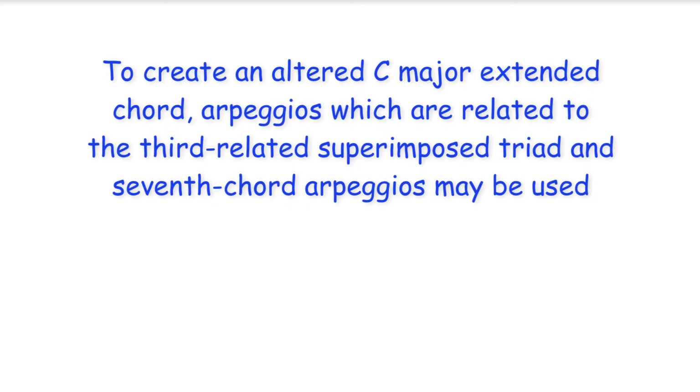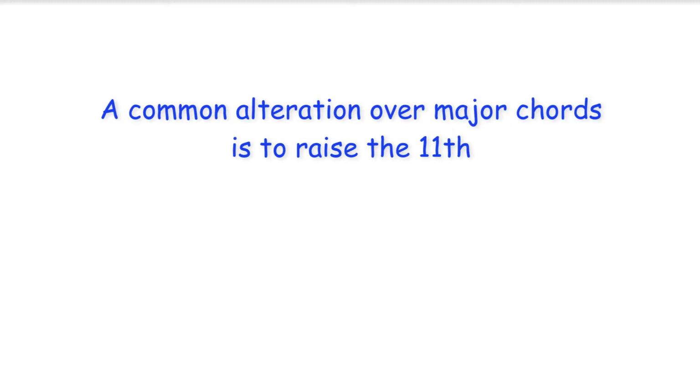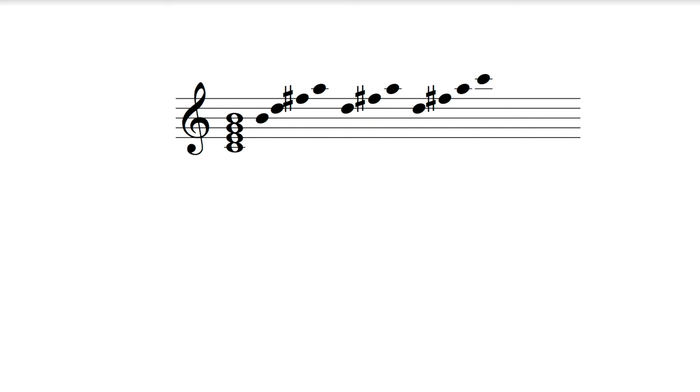To create an altered C major extended chord, arpeggios which are related to the third related superimposed triad and seventh chord arpeggios may be used. For example, a common alteration over major chords is to raise the 11th, which can be achieved by superimposing a B minor arpeggio over a C major triad. B minor 7th, D major and D7 arpeggios achieve the same result, but also include the 13th.